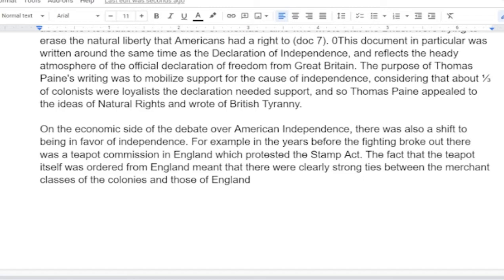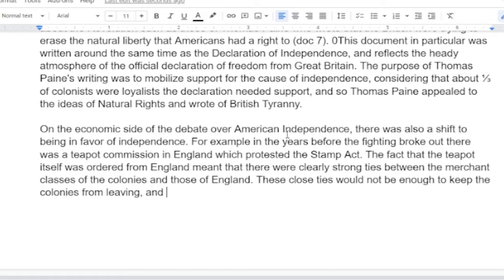So the fact that this teapot protesting the British was made in England meant that there were clearly strong ties between the merchant classes of the colonies and those of England. These close ties would not be enough to keep the colonies from leaving, and this is reflected in the speech by the Anglican minister, what was his name?